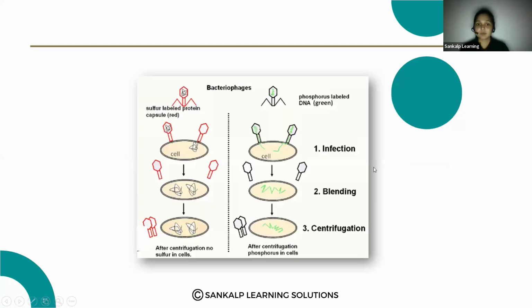So this is the diagram, very important. Here the bacteriophage has been grown in sulfur, and then in phosphorus, phosphate. Here it is represented how it is transferring the genetic material into the bacterial cell.